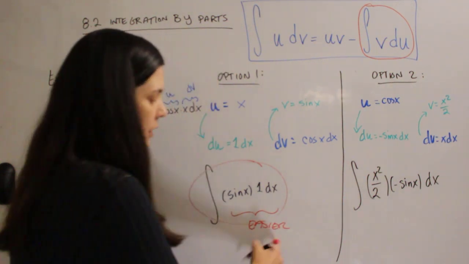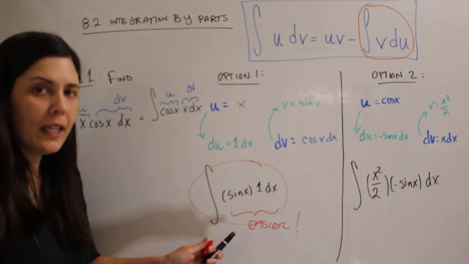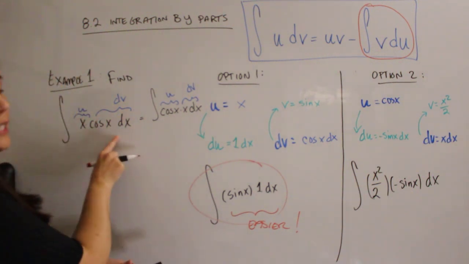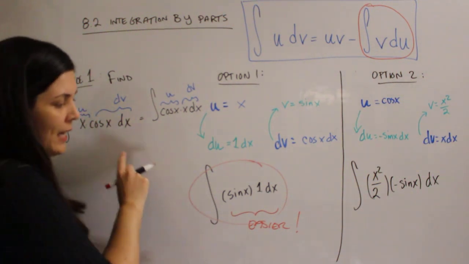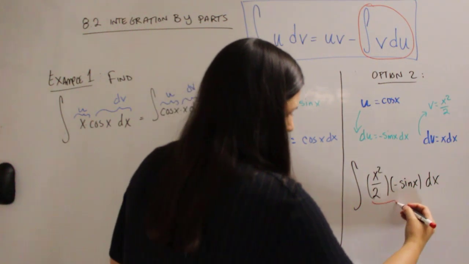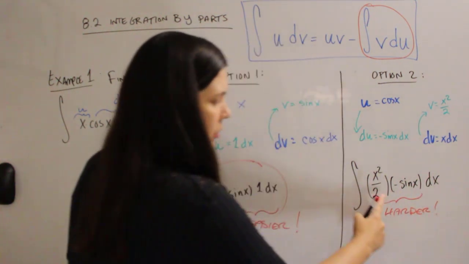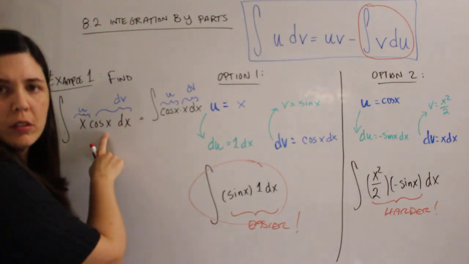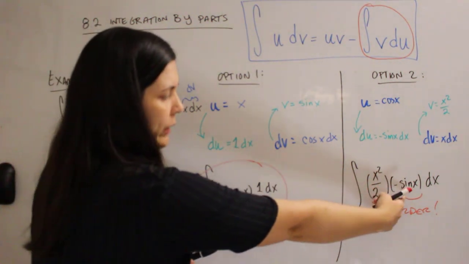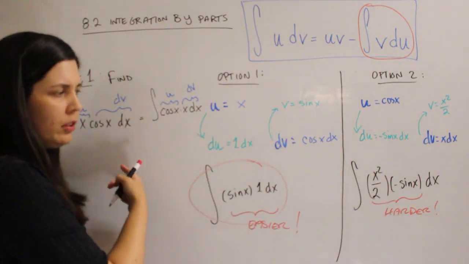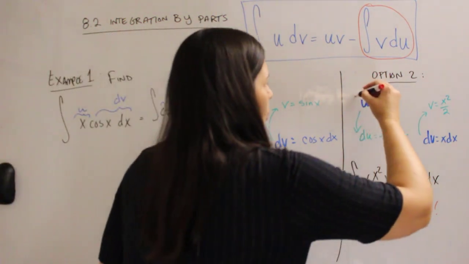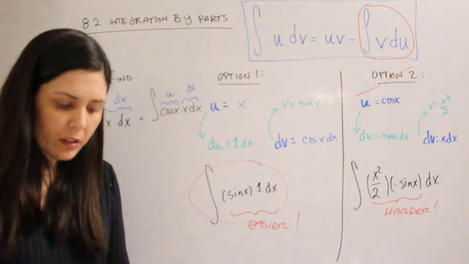This is easier to evaluate than the original integral was, and this integral over here is actually harder. This is harder to evaluate than the original. We have x to a higher power. We still have a trig function like we did originally. So option 2 was not the best choice.